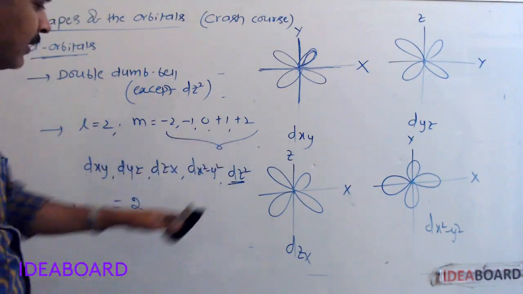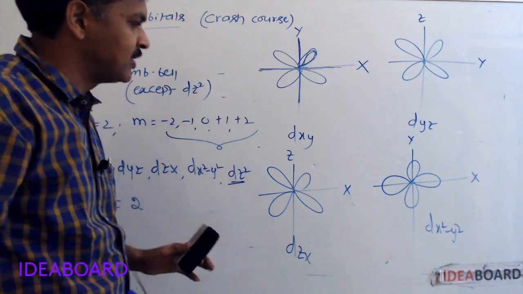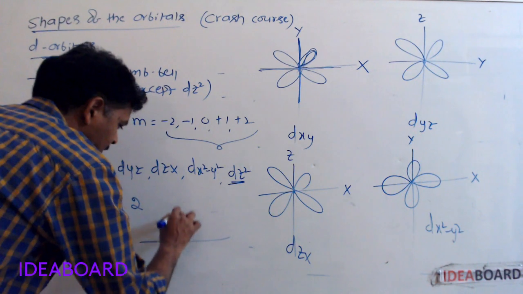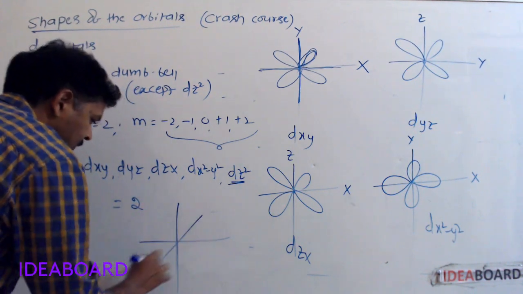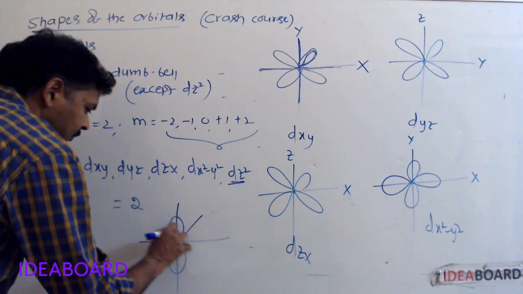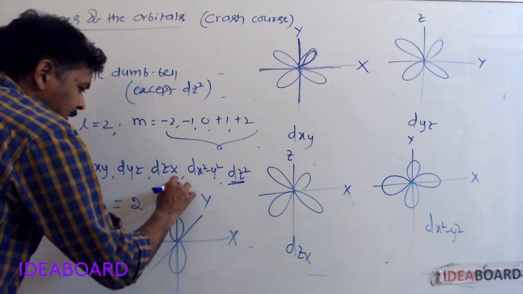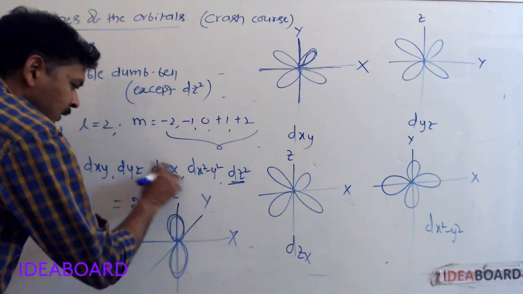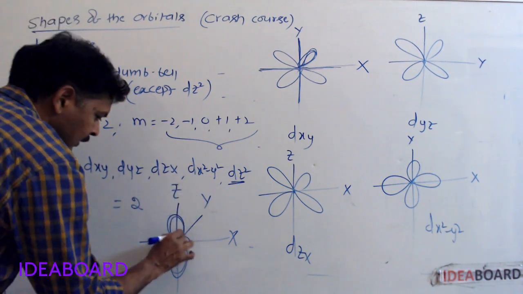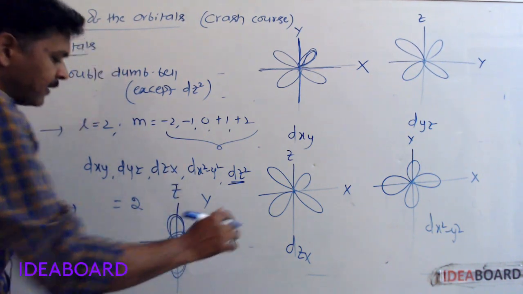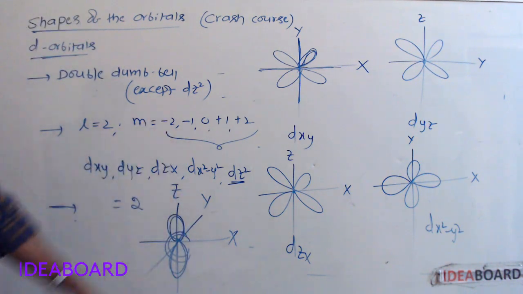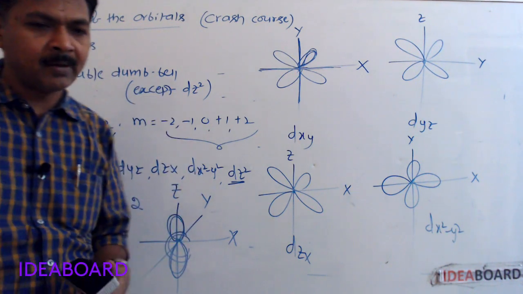Last one, for dz square orbital, its shape is not double dumbbell shape. It has a different shape. Along x, y, z, lobes are oriented along the z axis, and one dot shaped ring is present. This is dz square. These are the shapes of orbitals.